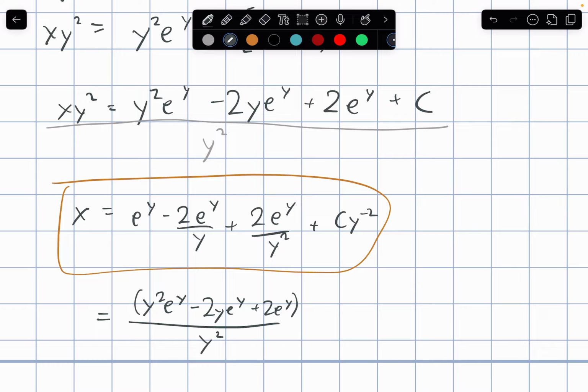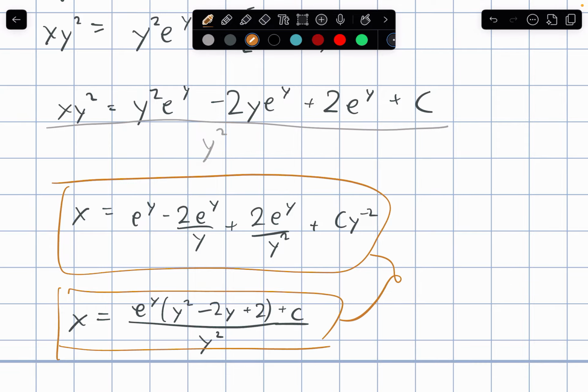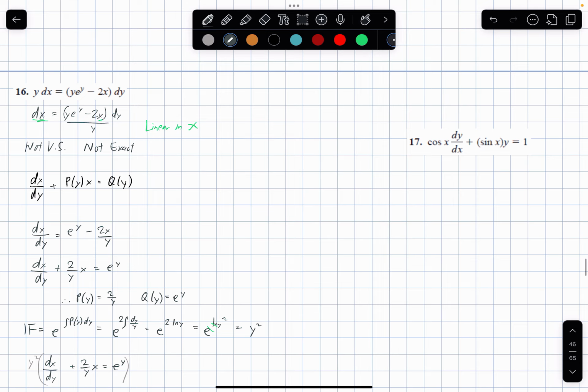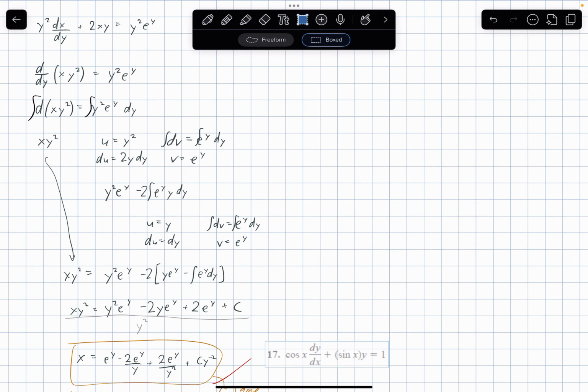times factor e raised to y, sorry. e raised to y times y squared minus 2y plus 2, plus c. Okay, that's it. Yeah, either way, both are the same. So, okay, that's it for 16. Let's try 17.